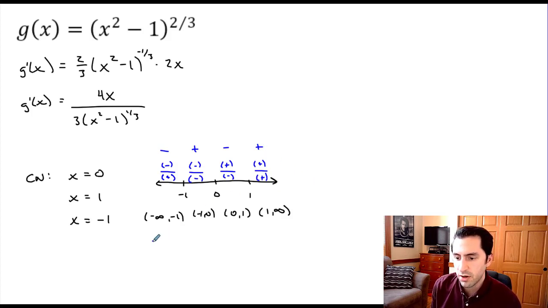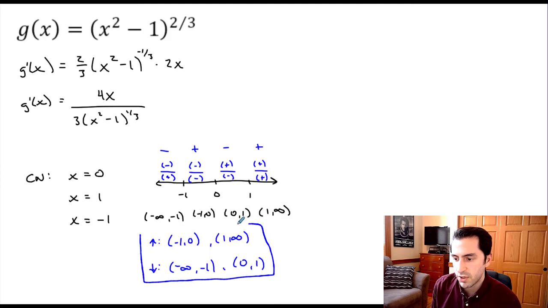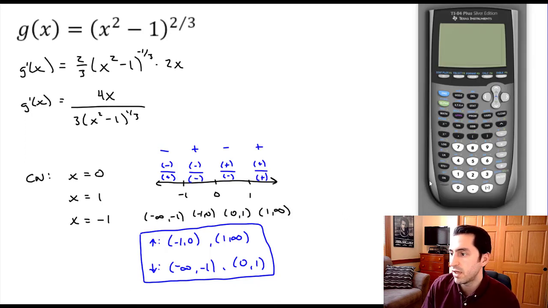So that means our function is increasing on the intervals from -1 to 0 and the interval from 1 to infinity. And we have decreasing for our function at -infinity to -1 and from 0 to +1. So here's our intervals where our function is increasing or where it is decreasing. And why don't we verify that by looking at the graph again.